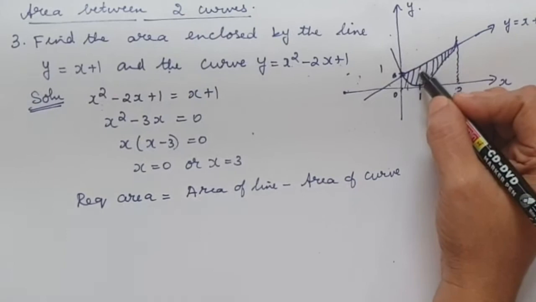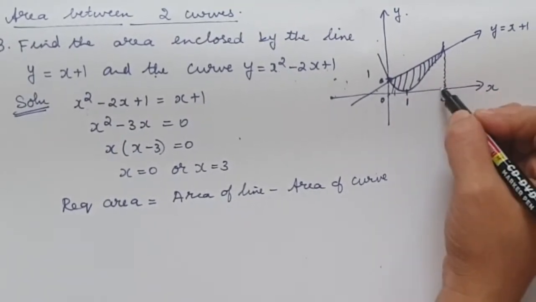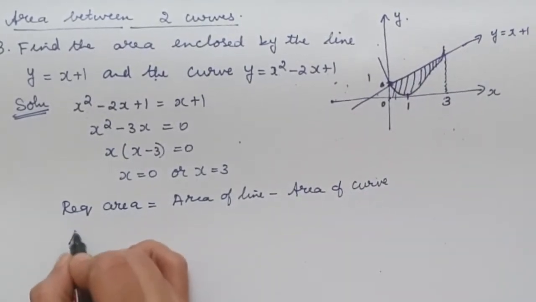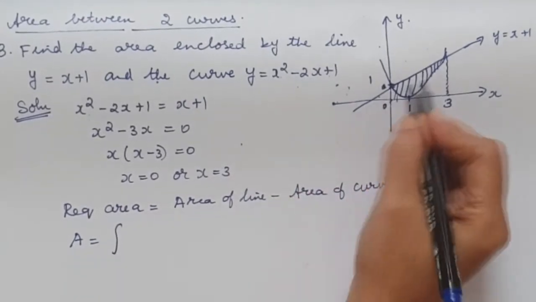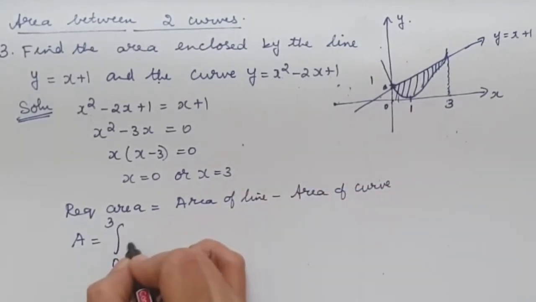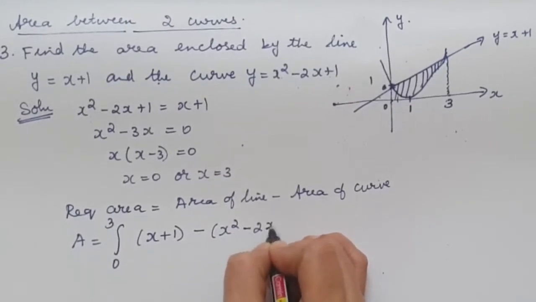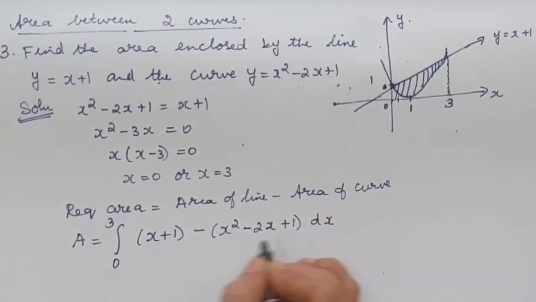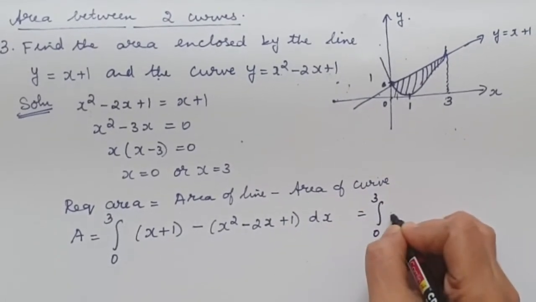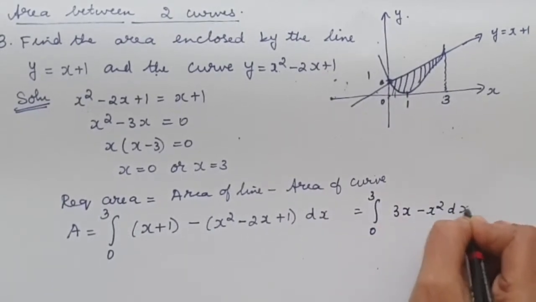We always find the area below the line and the x-axis. In the same way, below the curve and the x-axis. So when we subtract the two, we get our required area. So our area will be equal to the integration, our limits are from 0 to 3. The line equation is x plus 1 minus the curve x squared minus 2x plus 1, dx. So when we expand it and simplify, we get 0 to 3, 3x minus x squared dx.